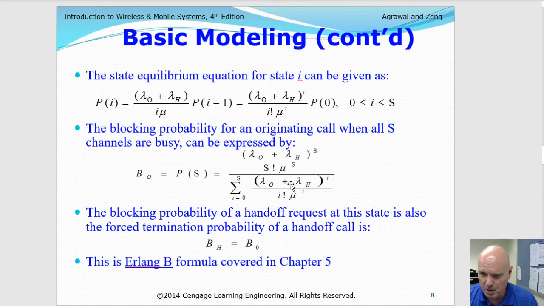You can simplify the formula a little bit by letting lambda 0 plus lambda H over mu be equal to A. A is what we called the offered load back in, I think it was chapter 5. And then you could rewrite the P of I formula in terms of A much more simply as A to the S over S factorial divided by the sum of A to the I over I factorial. In that form, you can recognize it as the Erlang-B formula, which we talked about in chapter 5, and is also tabulated in the appendix at the end of the textbook.